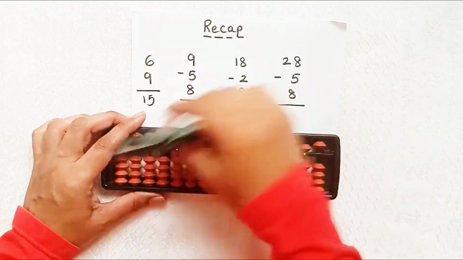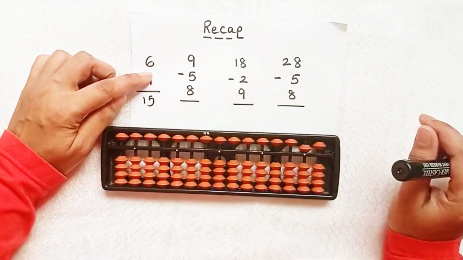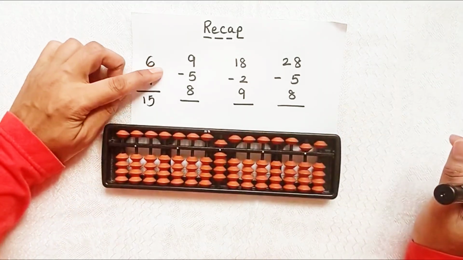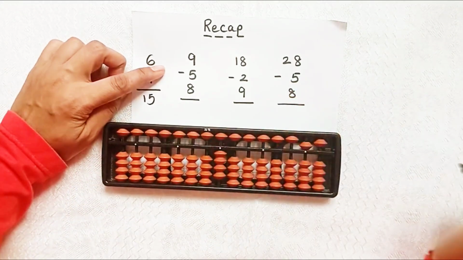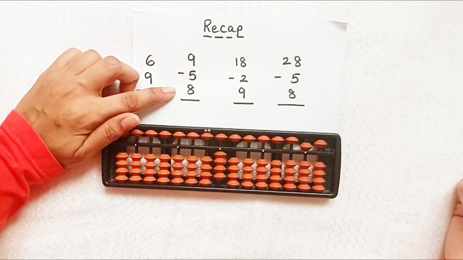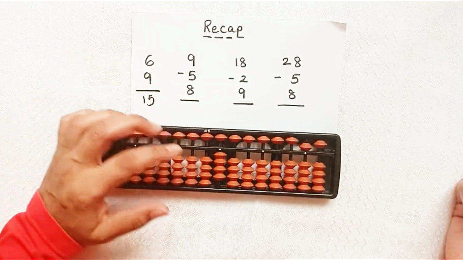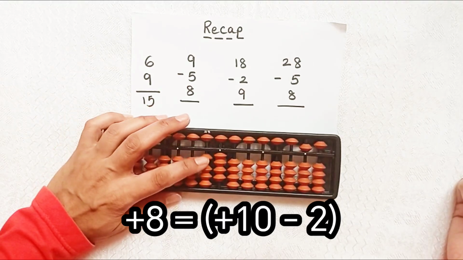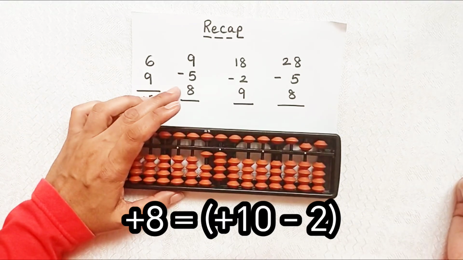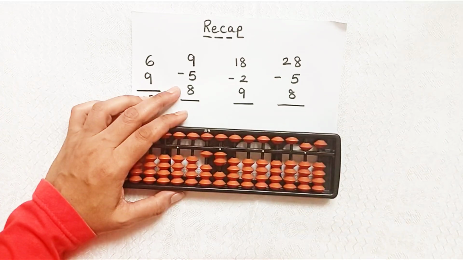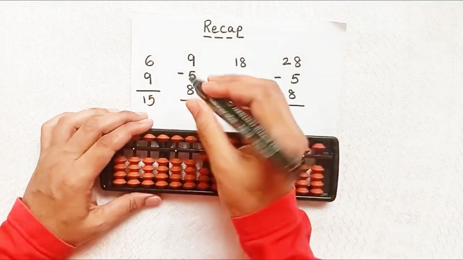Next one, 9 less 5. We can do it directly. Add 8. How will I add 8? We don't have enough beads. So the formula goes add 10 less the friend of 8, that is 2. So my answer is 12.